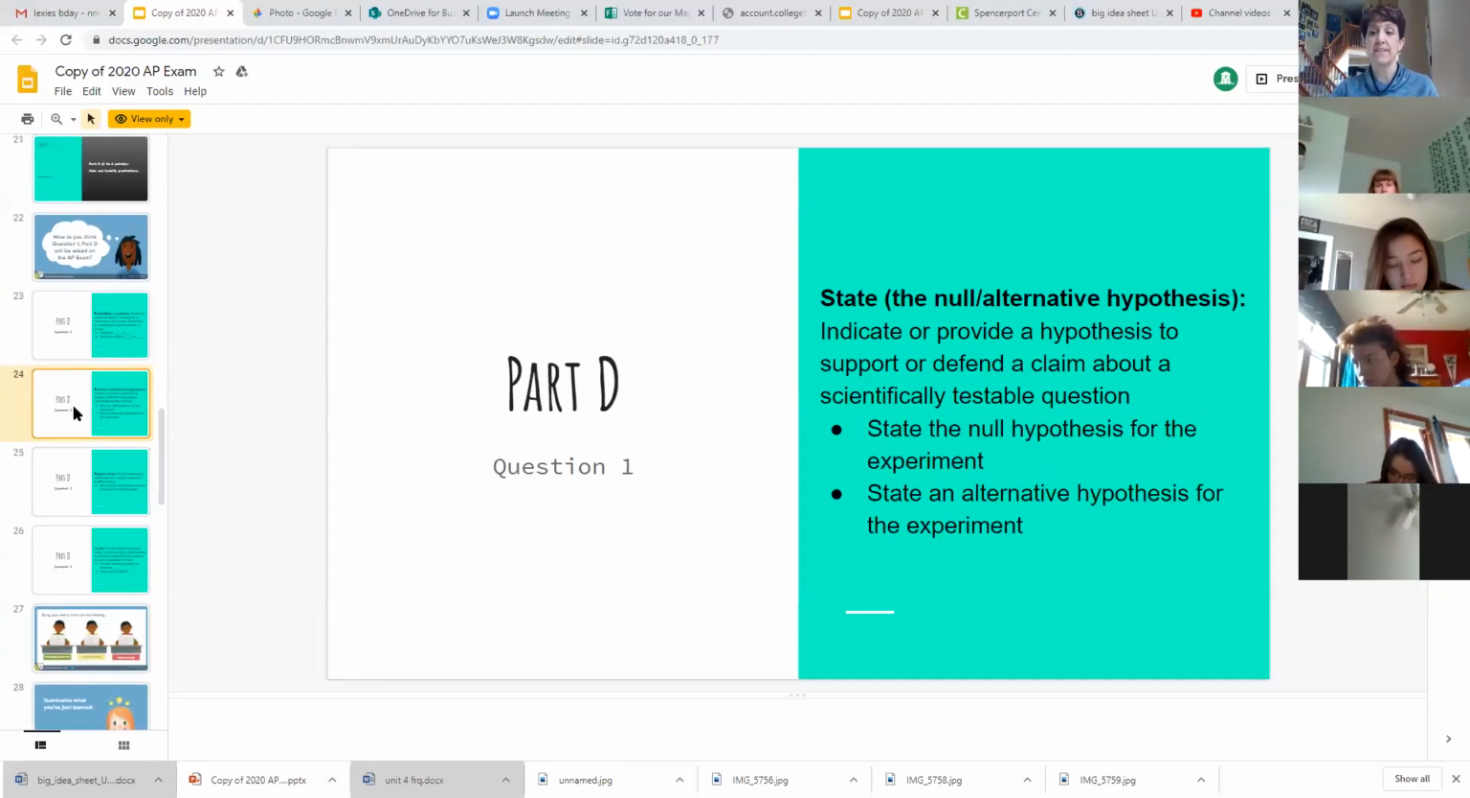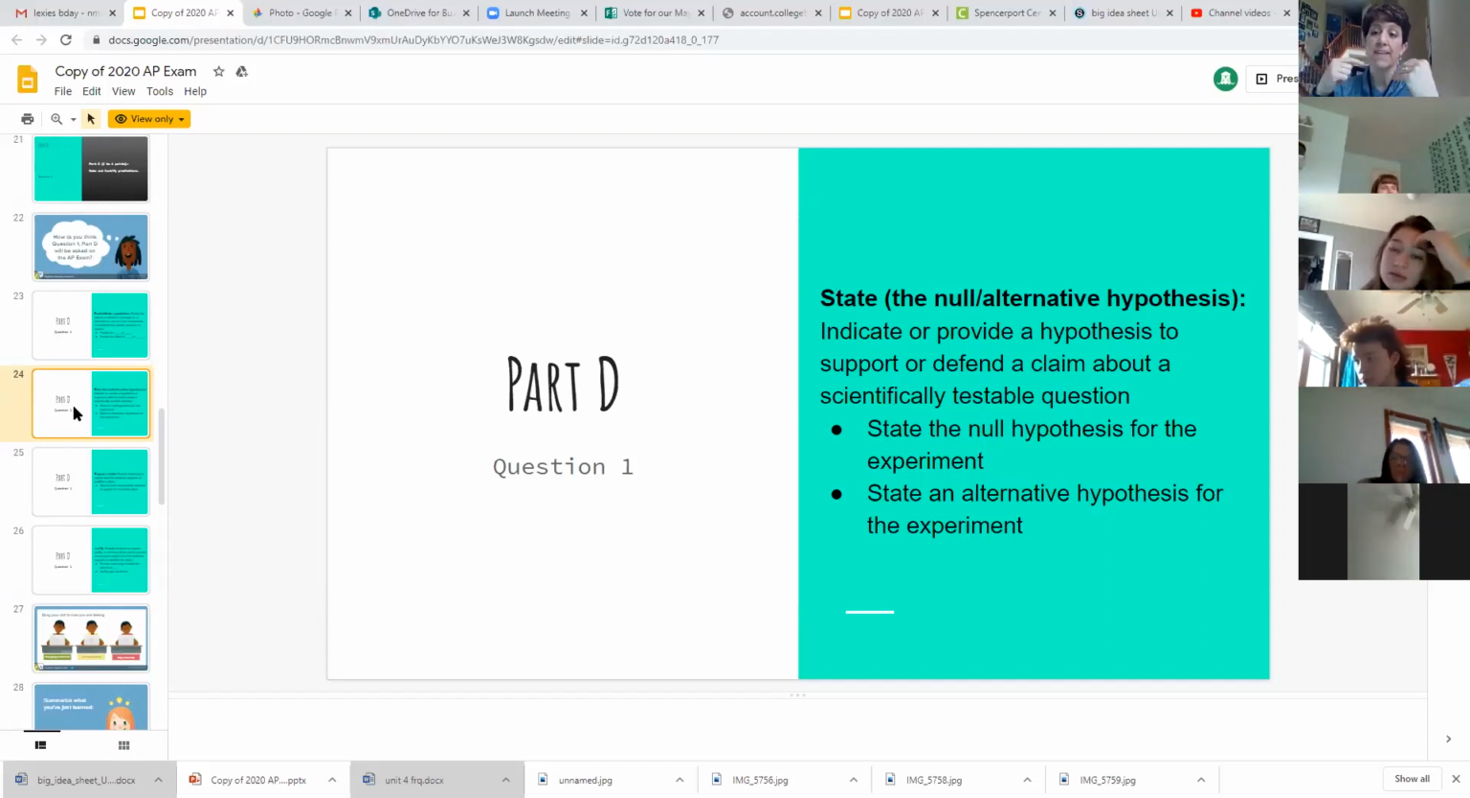Oh, null hypothesis is a good one. So let's just go over what that means. Again, a null hypothesis and an alternative hypothesis. So a null hypothesis is if you do not expect there to be a change. So a great example is like the pill bug lab. If you put red construction paper on one side and green on the other, the null hypothesis is that it would not prefer one side over the other. So you do not expect to see a difference.